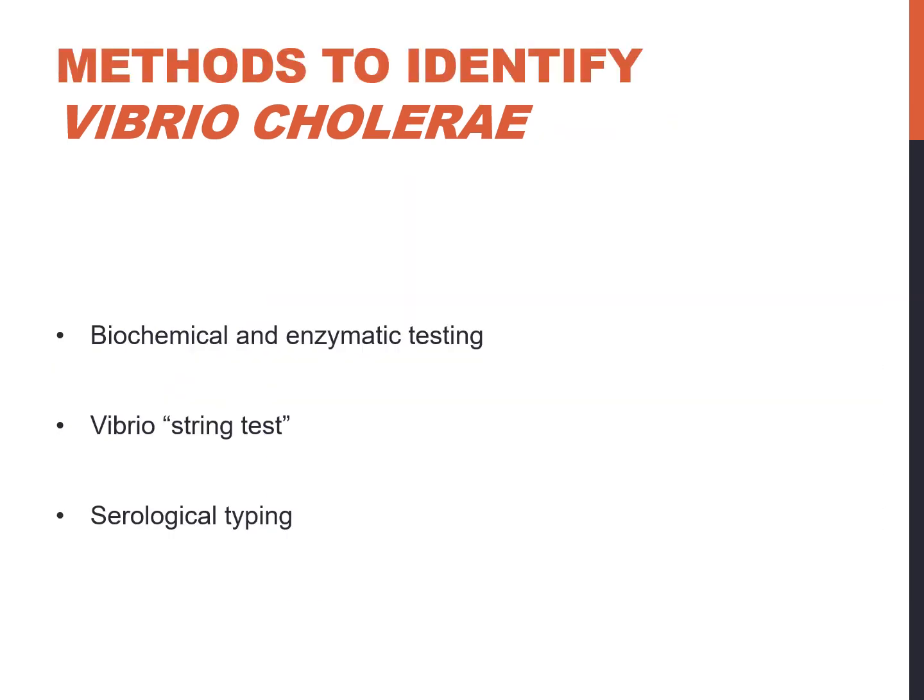Now there are a couple of different ways that we can identify Vibrio cholerae in the microbiology lab. We can do biochemical and enzymatic testing. For example, we can set up an API. An API 20E will actually code Vibrio cholerae.